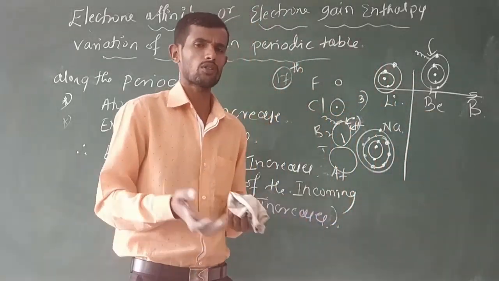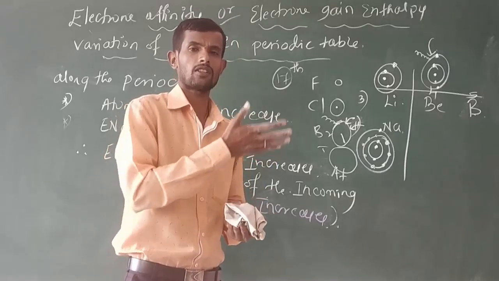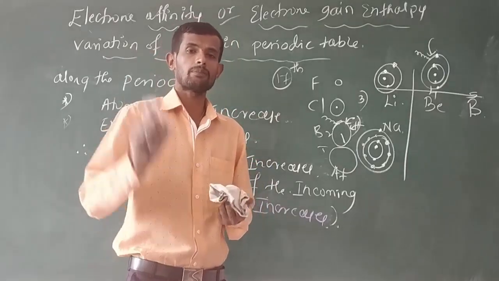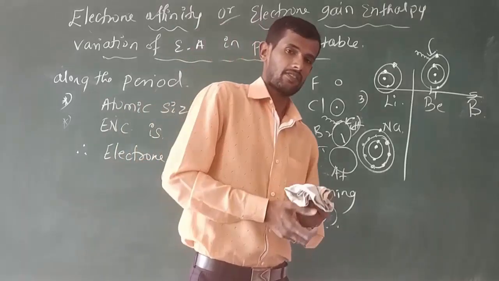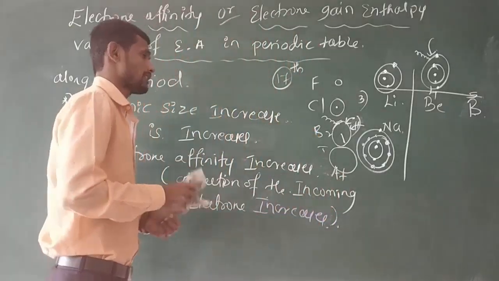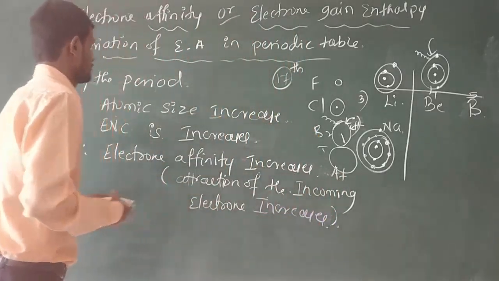Next, along the period and down the group. What happens down the group? Down the group, electron affinity decreases. Along the period, electron affinity increases. Yes, it's the same. Okay? Yes.